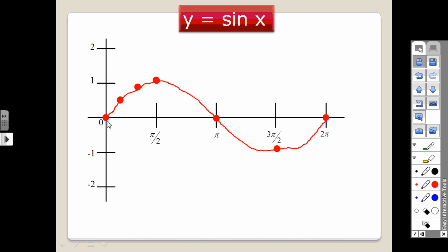So what you need to remember is that sine typically starts at 0 at the origin, goes up to 1 at the first quadrantal angle, then down to 0, back down to -1, and then back up to 0. Okay, so that's sine x. So let's clear that and move on to cosine.